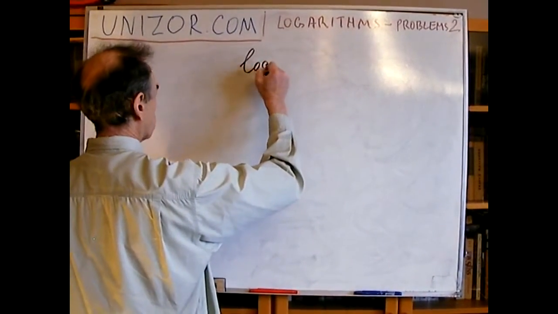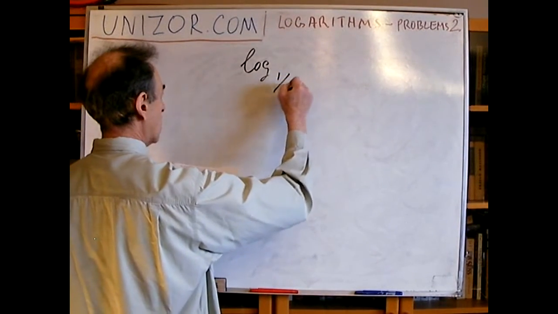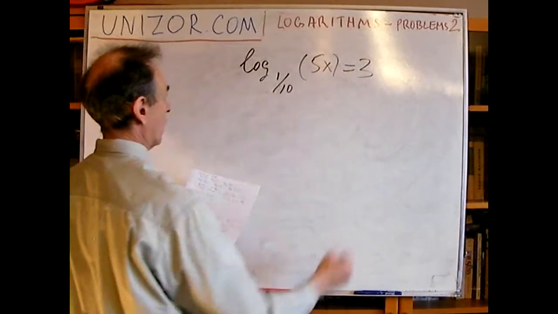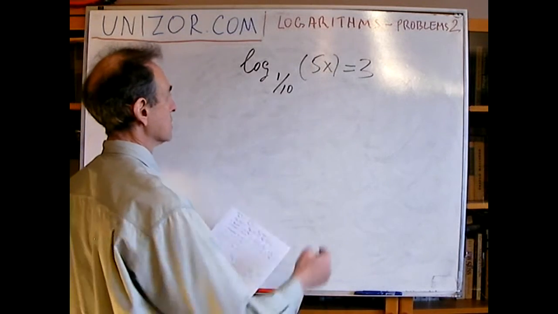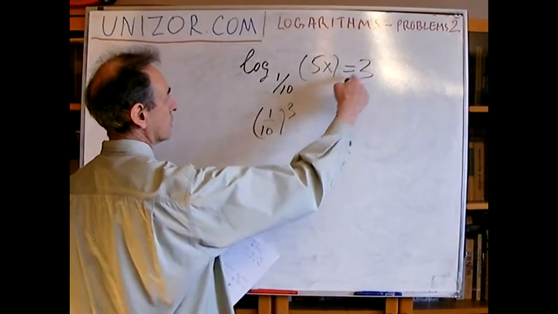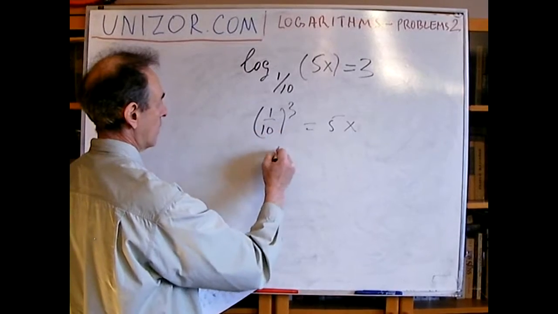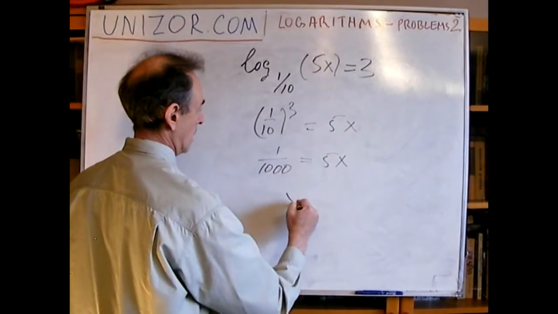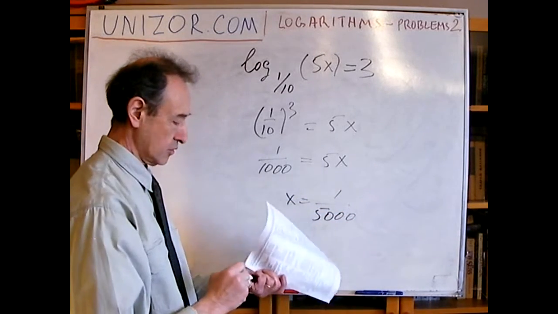Log base 1/10 of 5x equals 3. Okay, let me be a little bit faster in this case. So 1/10 to the 3rd degree is equal to 5x. This is 1/1000 equals 5x. X equals 1 over 5,000. That's the solution.